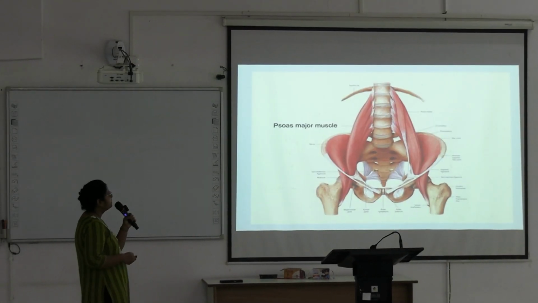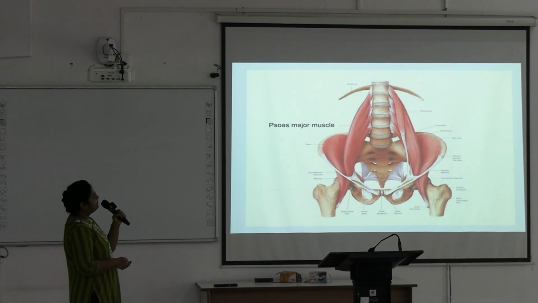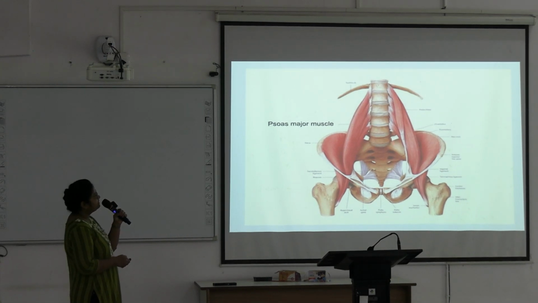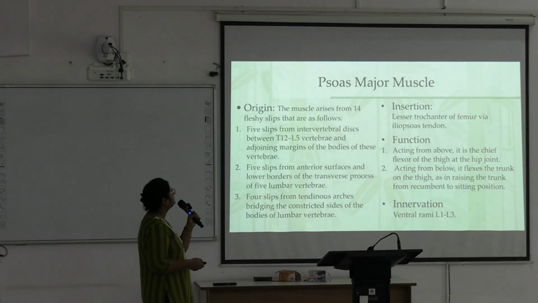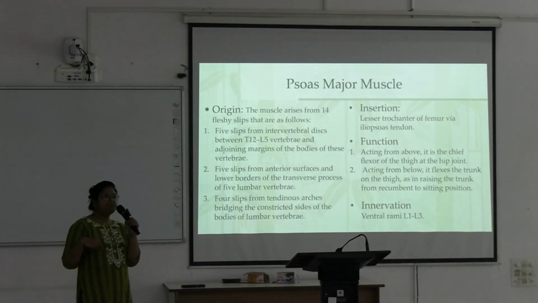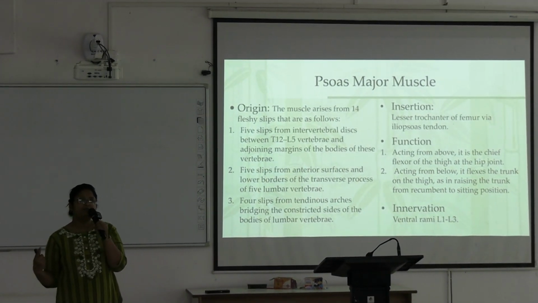Next, see the muscles. Psoas major. Here on this side, psoas minor is present over the psoas major. This is iliacus, and quadratus lumborum has not been shown here. Next. So we will discuss the individual muscles in detail. These muscles are important for your OSPE questions.